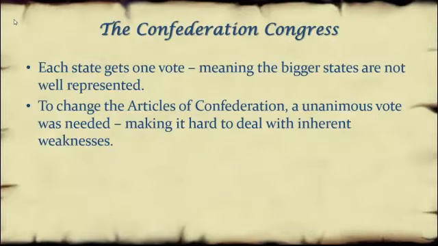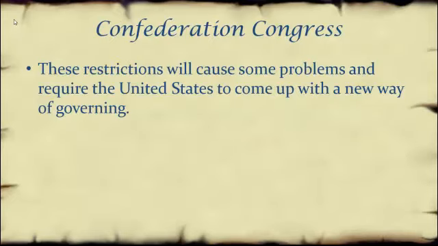So as you could see, this is going to be very difficult to get things done. And in this Congress, each state only got one vote, meaning that the bigger states with a lot of people were not accurately represented. And also, to make any changes to this government, you needed a unanimous vote, meaning that every single member of the Congress would have to vote in favor of it. So that made it really hard to make any changes and deal with these weaknesses. And so basically, the restrictions of the Articles of Confederation caused some serious problems, and they required the United States to come up with a new way of governing.